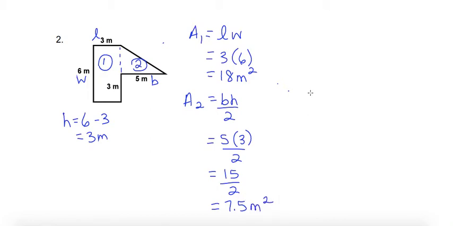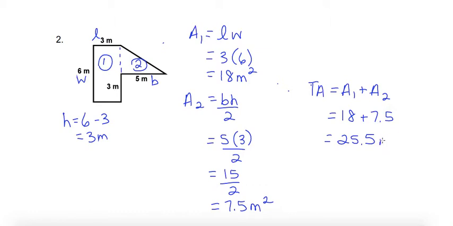The last step I want to do is calculate the total area of my composite shape, which is taking the dimensions for area 1 and adding it to the dimensions for area 2. So in this case, I have 18 plus 7.5, and that gives me an answer of 25.5 meters squared.